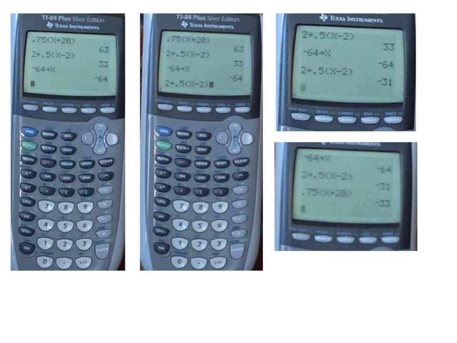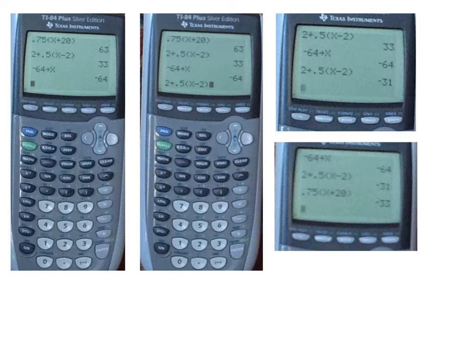Now I'm going to take the second answer choice, which was negative 64, and I'm going to type it in, negative 64, press my store key, which is right above the on, and my X key, and press enter. So now my calculator is working under the idea that x equals negative 64.